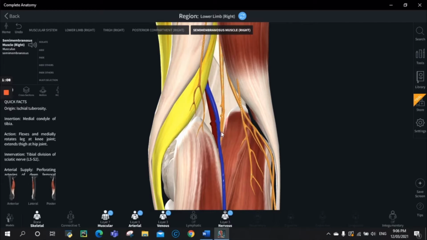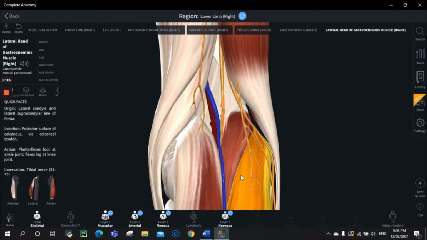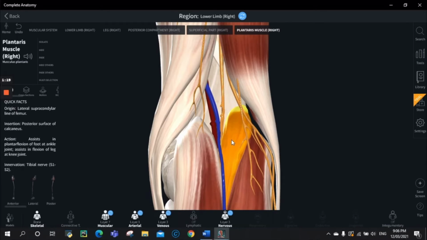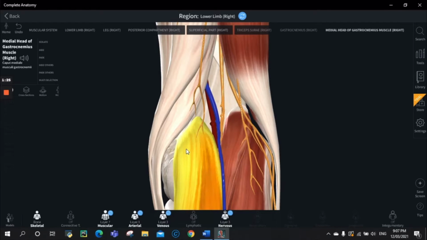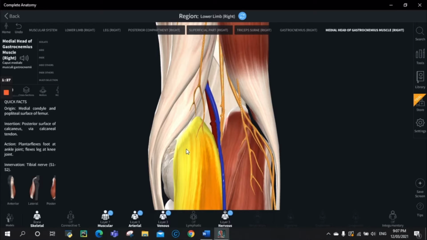Now for the lower lateral border, it's formed by two muscles. The first one is the lateral head of gastrocnemius, and the other one is a small, tiny muscle called the plantaris. The medial lower border is formed by the medial head of gastrocnemius.